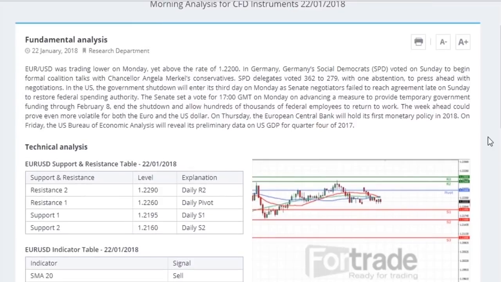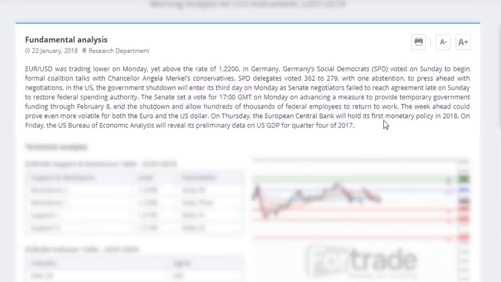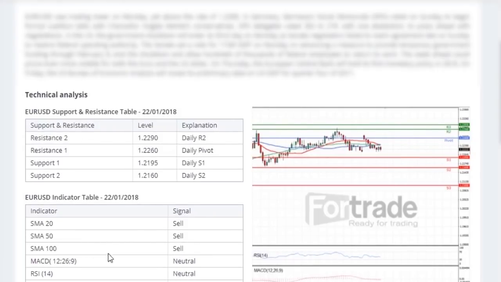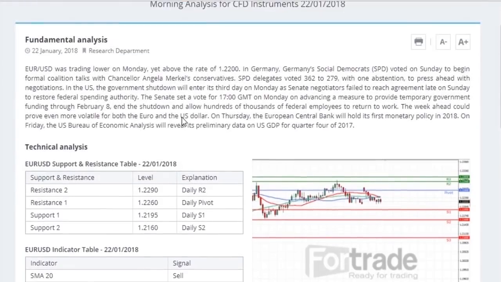The analysis is divided into two main sections. The first is the fundamental part, and the second is technical analysis. Fundamentals are related to an important event that will happen or has occurred previously. It can also relate to economic or other developments that can affect the financial instrument in question.